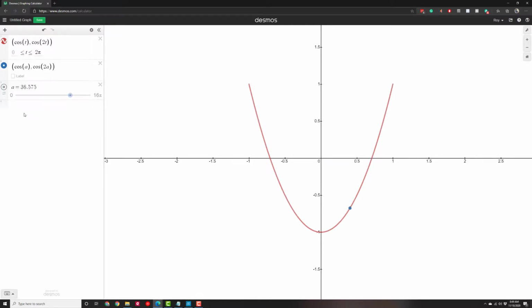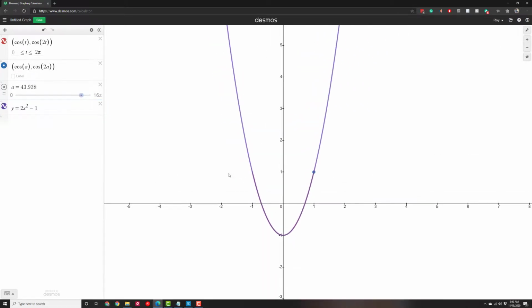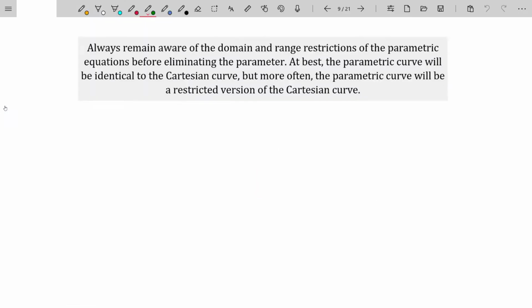Notice that it is not the same as y equals 2x squared minus 1. It looks like it is, but actually y equals 2x squared minus 1 has a range from -1 to infinity, whereas this function that we're actually dealing with has a restricted range. So the punchline is just always remain aware of the domain and range restrictions of the parametric equations before eliminating the parameter. At best, the parametric curve will be identical to the Cartesian curve, but more often the parametric curve will be a restricted version, and that's what we've just seen.